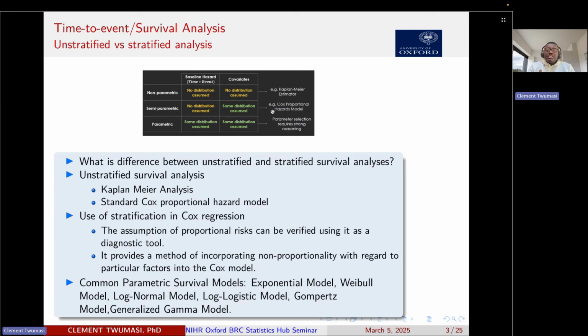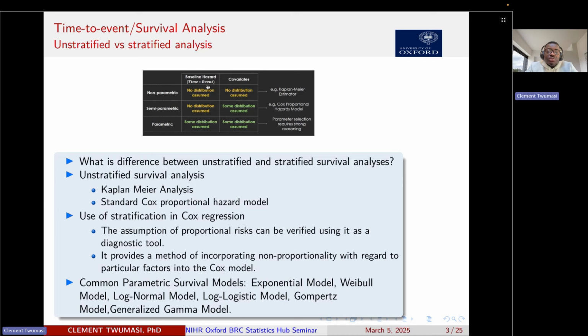So in situations where you want to compare survival times or survival curves between, let's say, males and females, or between different age groups, that is where Kaplan-Meier comes in. So the Kaplan-Meier method only focuses on one covariate at a time. But the Cox proportional hazard model extends the Kaplan-Meier to include several other covariates in the model. Okay, so that's what we mean by the Cox proportional hazard model.